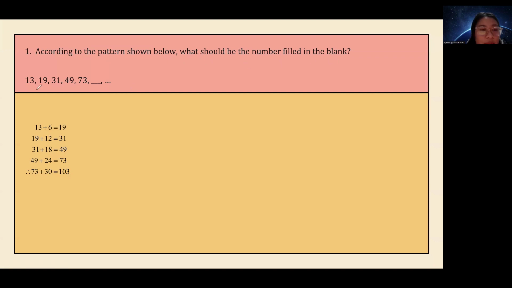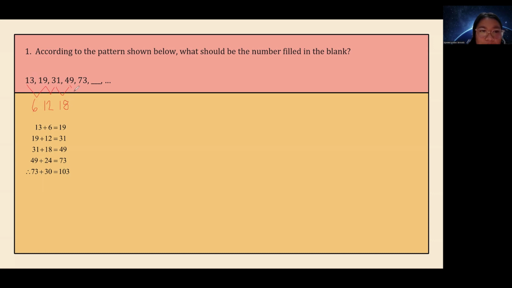Okay, so for this one, we need to look for a pattern. And to look for a pattern, we need to get the difference between consecutive numbers. In this case, let's take a look at 13 and 19. So the difference is, what's 19 minus 13? That should be 6. Now, between 19 and 31, it is 12. And between 31 and 49, that is 18. Okay? So, can you see the pattern now?